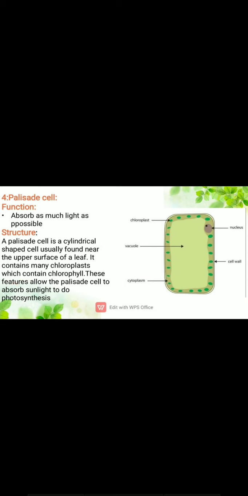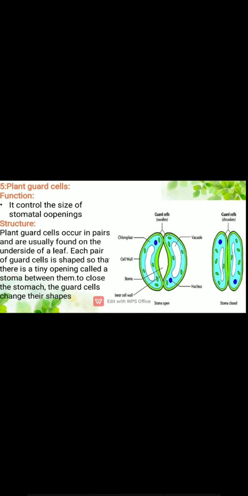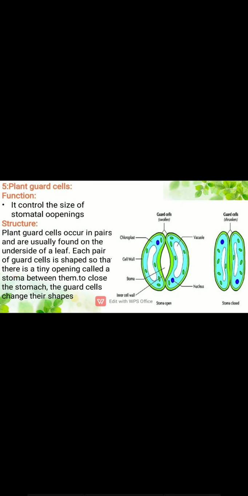Now you can see that a palisade cell has chloroplasts, and when they have chloroplasts, it means they have chlorophyll. Chlorophyll is there to trap the sunlight, and when they are trapping the sunlight, it means they are doing the process of photosynthesis. And palisade cells will be there in the leaf because photosynthesis occurs in the leaf of a plant.